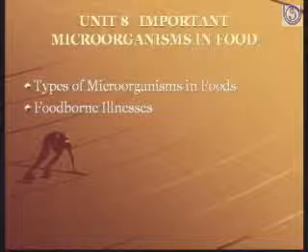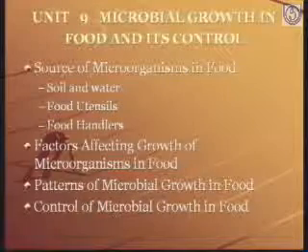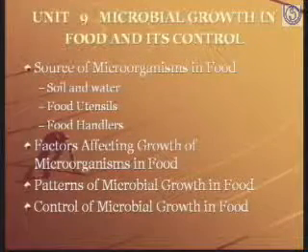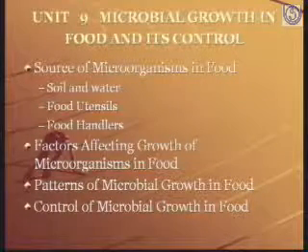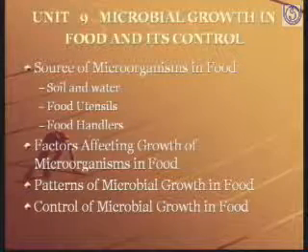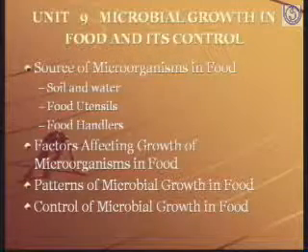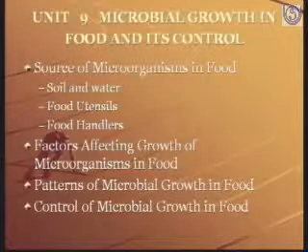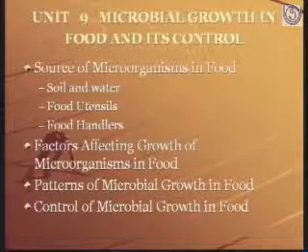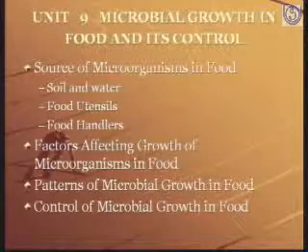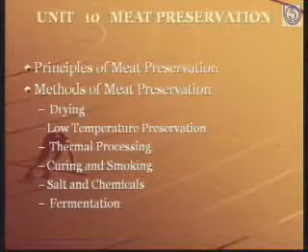Then the types of important microorganisms in food and foodborne diseases are explained. What are the sources of microorganisms in food? They can come from soil and water, from utensils, from food handlers. And what are the factors affecting the growth of microorganisms? Like the pH, the water, the salt concentration, the role of temperature, the humidity. Those factors are explained well. Then the pattern of microbial growth, how it takes place, and how to control microbial growth, particularly by heat and by cold temperature.